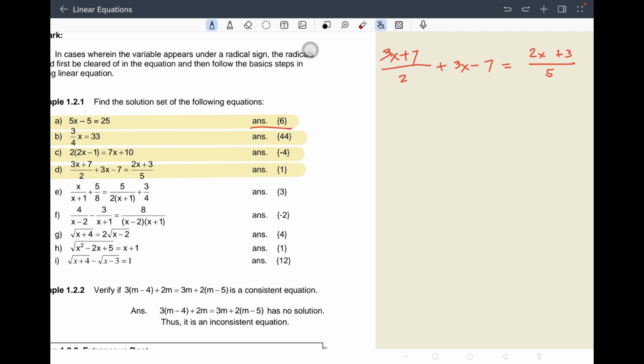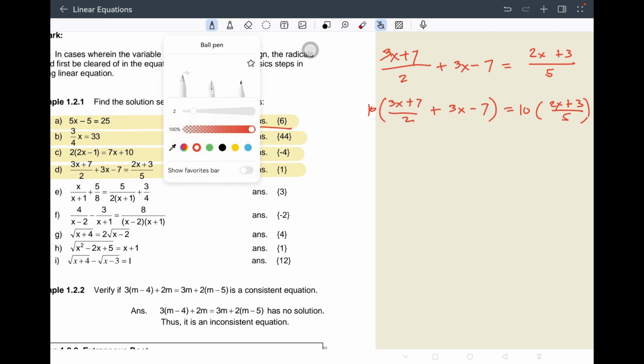So to eliminate that, just multiply both sides of the equation by the least common multiple of 2 and 5, which is 10. So para mas madali to determine, just multiply the two denominators. 2 times 5 equals 10. So let us multiply both sides by 10. 10 times the quantity 3x plus 7 all over 2 plus 3x minus 7 equals 10 times 2x plus 3 all over 5.